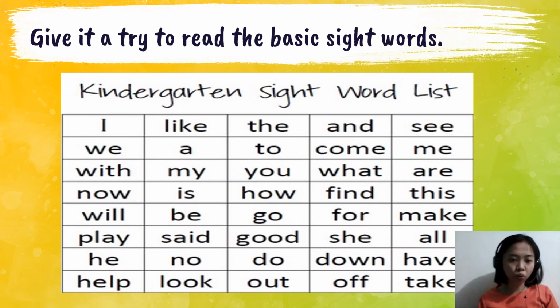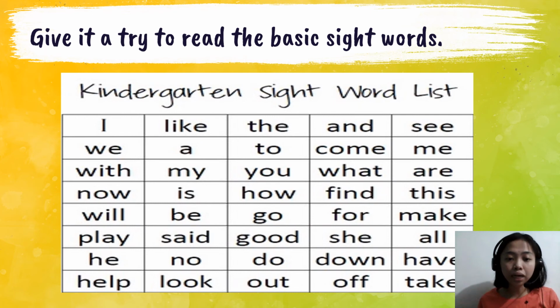Next, on the fifth row, the letters are W, I, L, and L. How should we read this? Can you combine all the sounds? It's will. Say will.